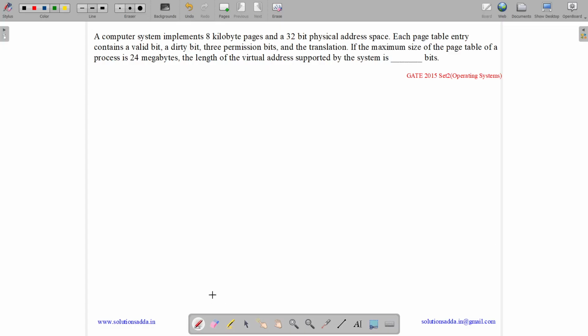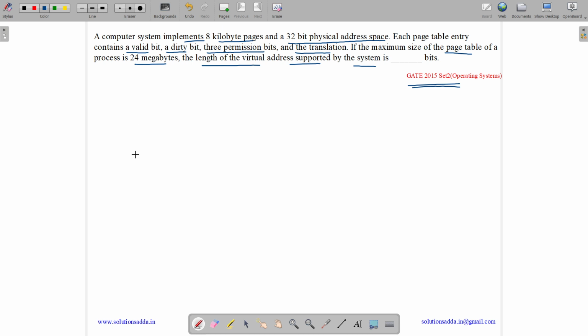This question belongs to the operating system subject and was asked in GATE CSE 2015 Set 2. The question states: a computer system implements 8 kilobyte pages and a 32-bit physical address space. Each page table entry contains a valid bit, a dirty bit, 3 permission bits, and the translation. If the maximum size of the page table of a process is 24 megabyte, then the length of the virtual address space supported by the system is how many bits?